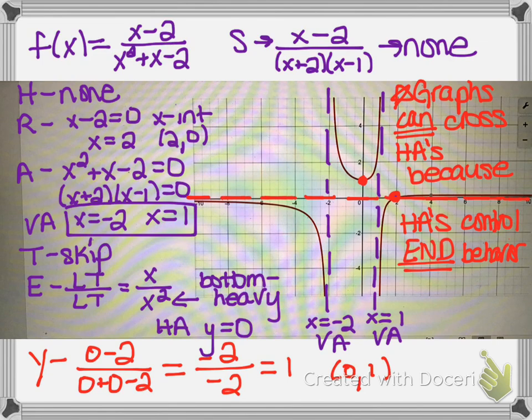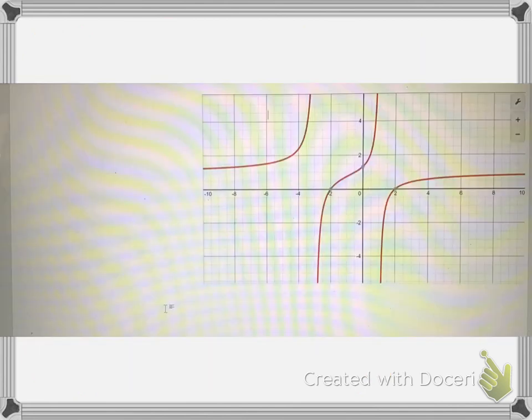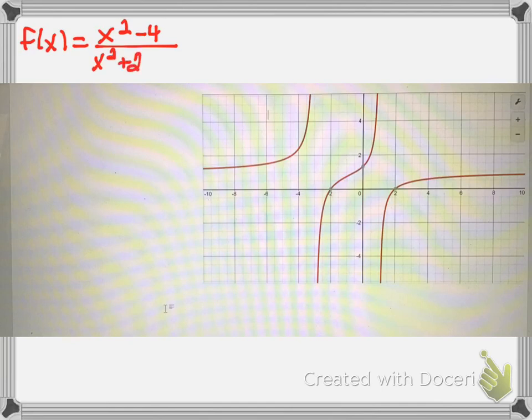Okay? And then the final example is this one. This equation is f of x is x squared minus 4 over x squared plus 2x minus 3. Okay, so once again, we go to our S step. We're going to factor to see if anything would simplify. Of course, we already know it's not going to because we have no holes today.